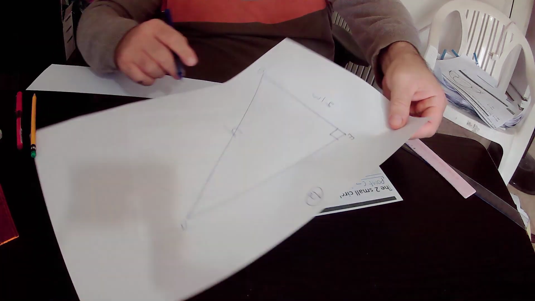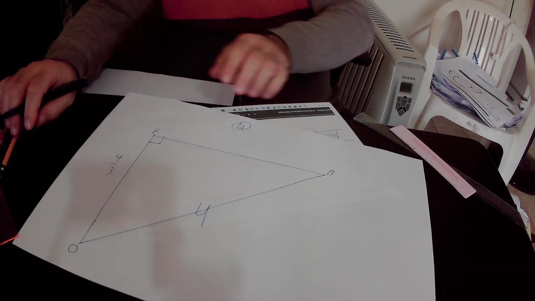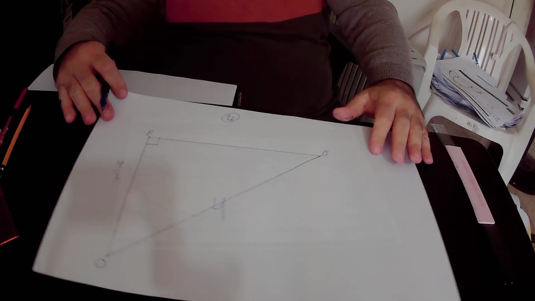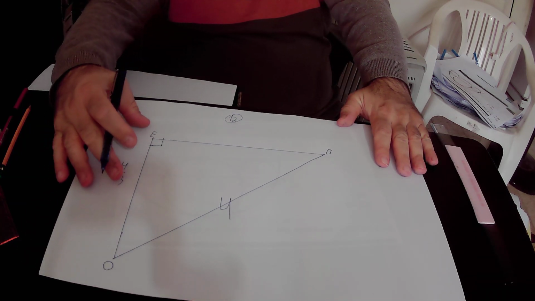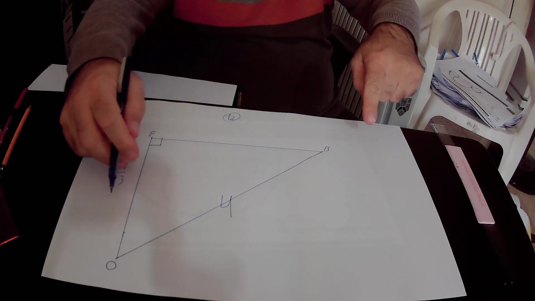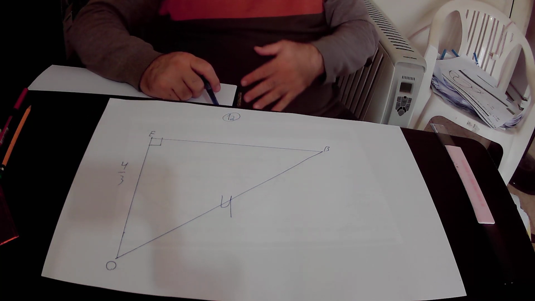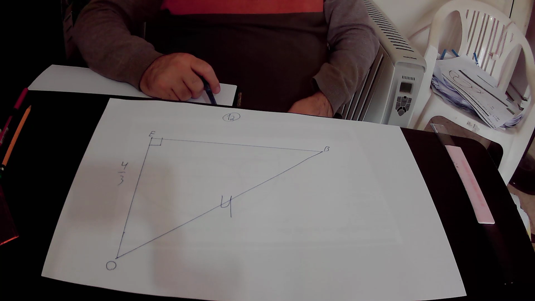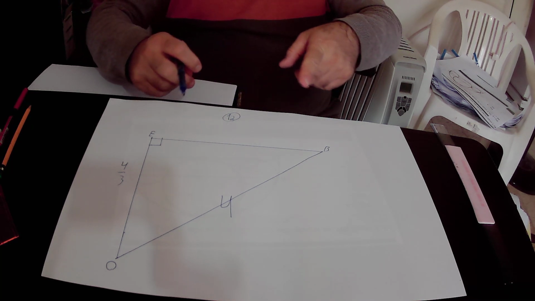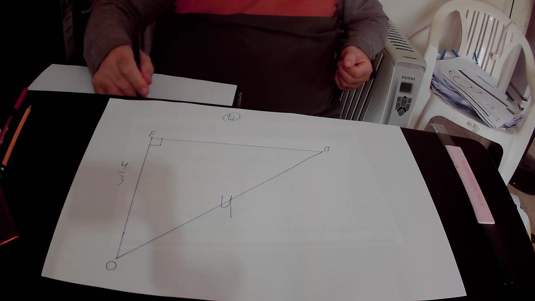So this is the right triangle, triangle OEB. We have already found out that OE equals 4 over 3 units, and OB is the radius of the semicircle that equals 4 units. So the only thing left to do is to find the value of EB. We will find the value of EB according to the Pythagoras theorem.